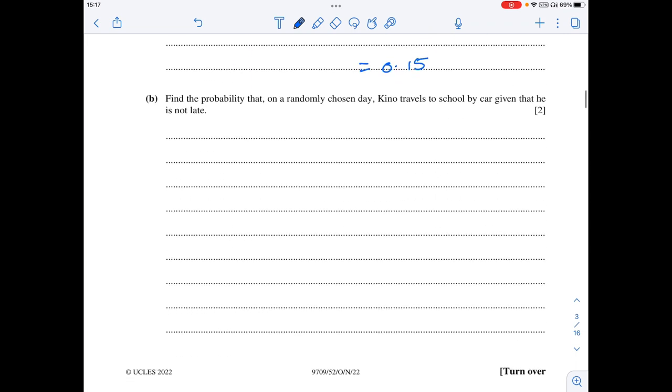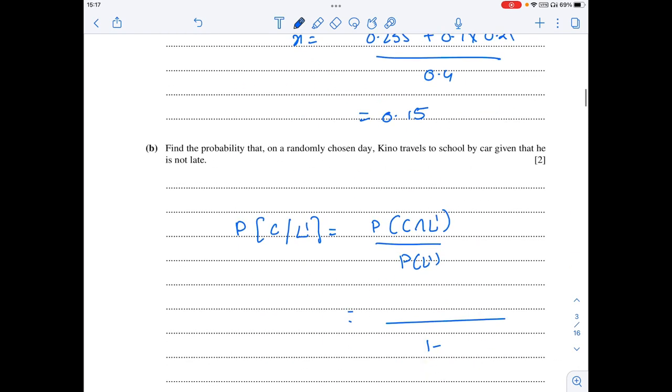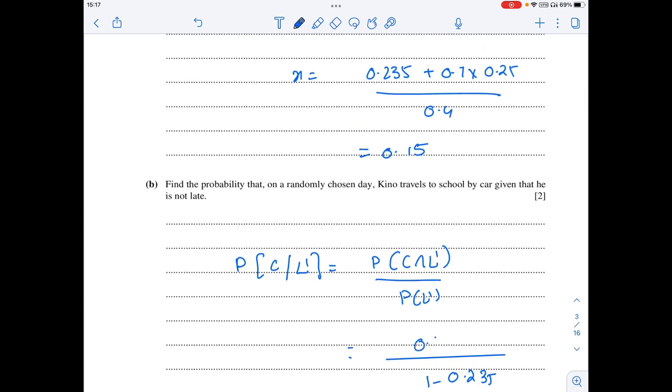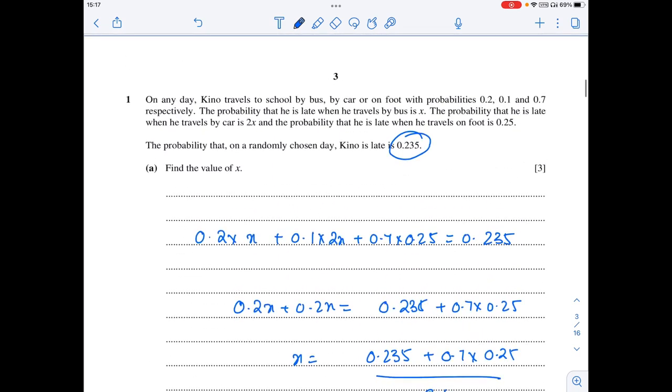Find the probability that on a randomly chosen day, Kino travels by car given that he is not late. So probability of car and not late, divided by probability of not late. Probability of not late is 1 minus late. What was the late over here? 0.235. Now car and not late: he travels by car is 0.1, and not late is 1 minus 0.3, because late by car is 0.3.